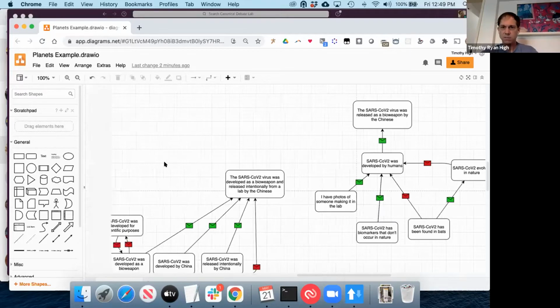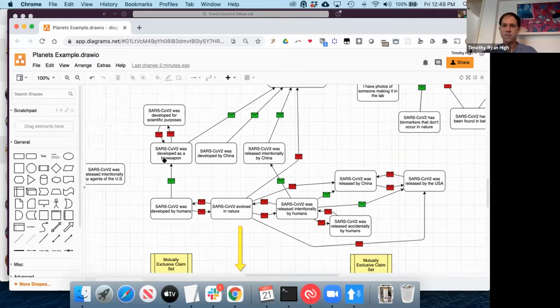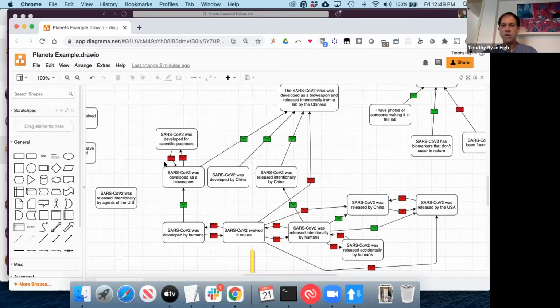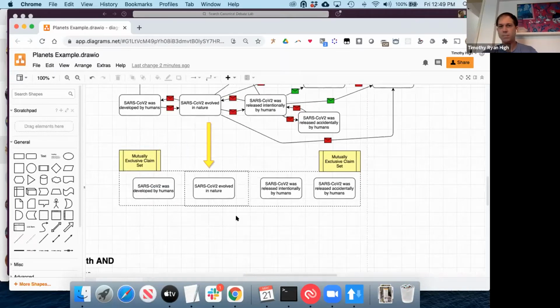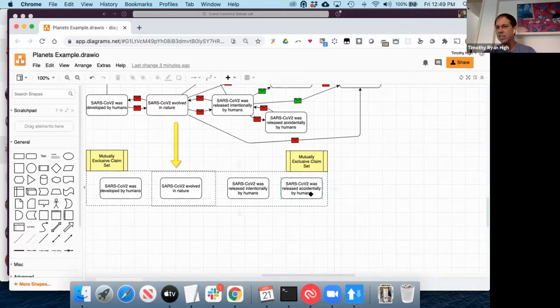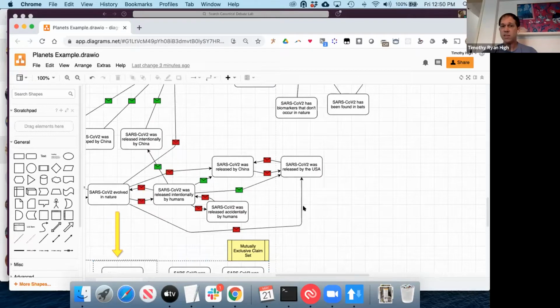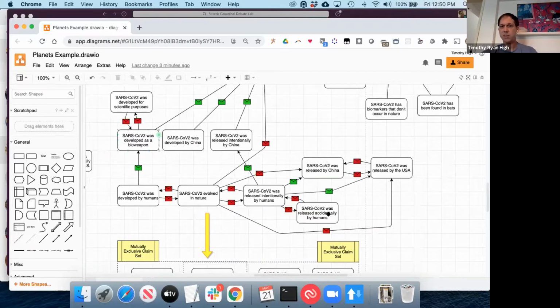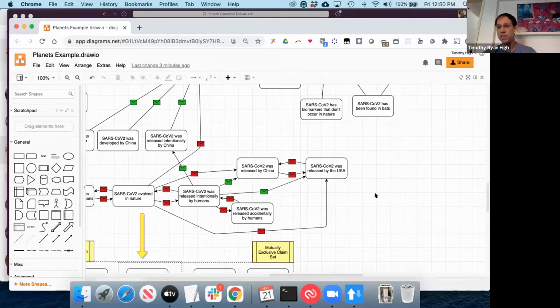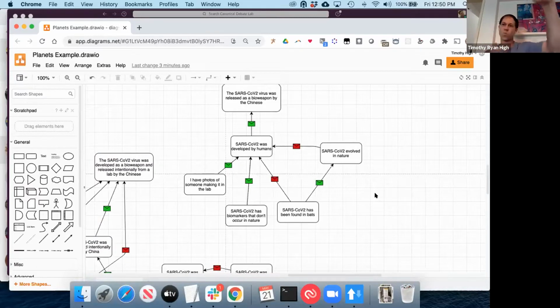Here, let me just give a sample of where this argument goes, right? In fact, there are mutually exclusive sets all over the place. So if it's developed by humans or happened in nature, if it was done intentionally or accidentally or happened in nature, everywhere you see these double things, you see mutually exclusive claims. Each one of these is essentially a layer in this hierarchy, right? Or a level of, you know, let's answer this question before we answer the next question, right?